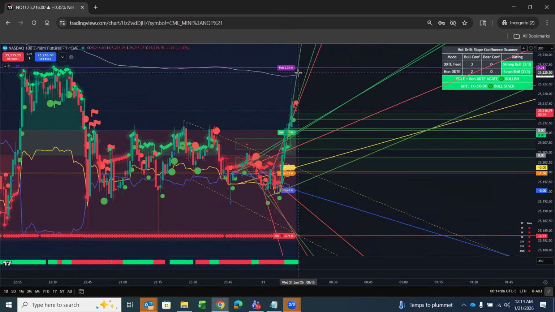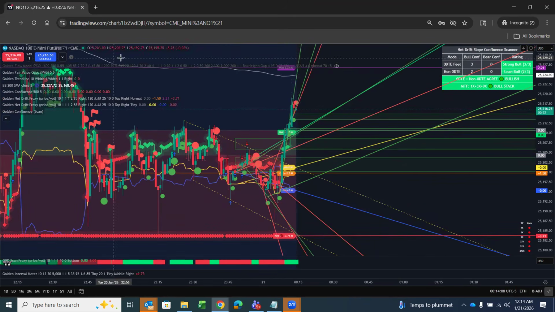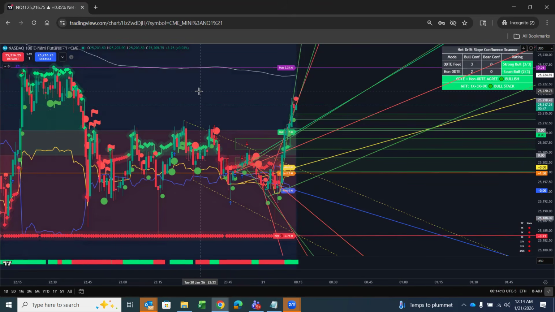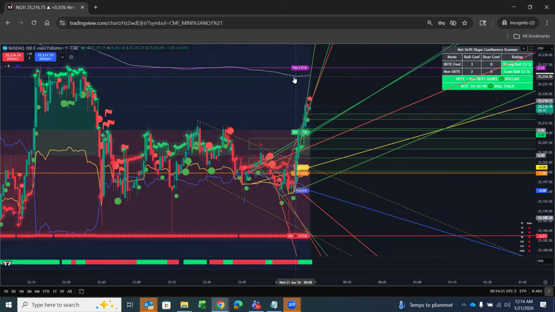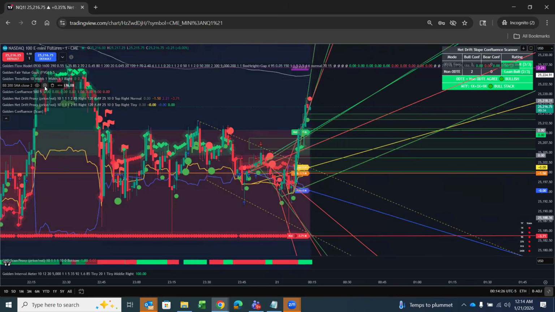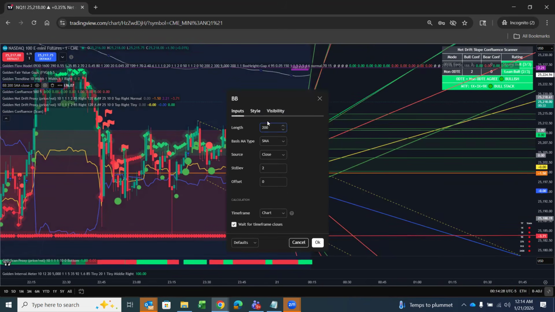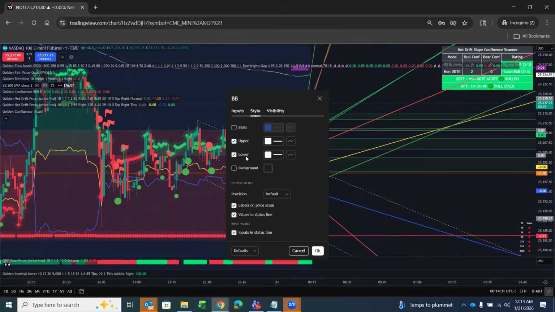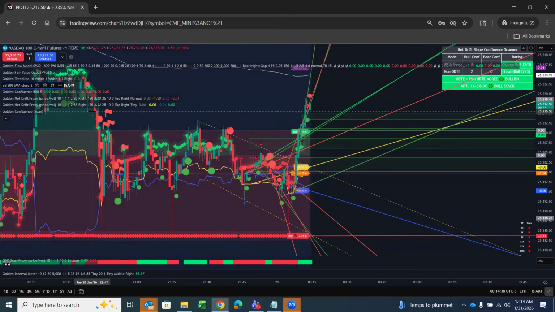This is a 200 SMA, and I believe I didn't turn it on. This is another indicator I'm testing. It shows trend line breaks, and it also shows the 200 SMA and the 20 SMA. So I made the 200 SMA a white Bollinger Band. I'll show you how I did that. Just go into settings and change the length to 200, and for the style I made upper and lower white, and I hide the basis line, and I make sure the background's transparent. So I hit OK, and that's about it, family.